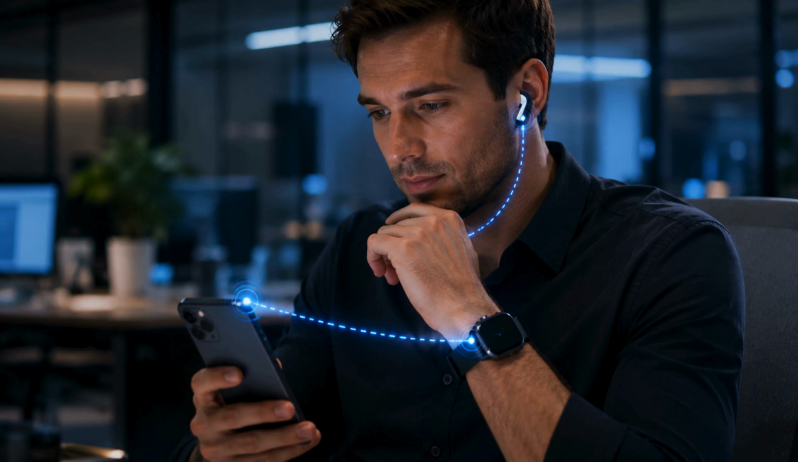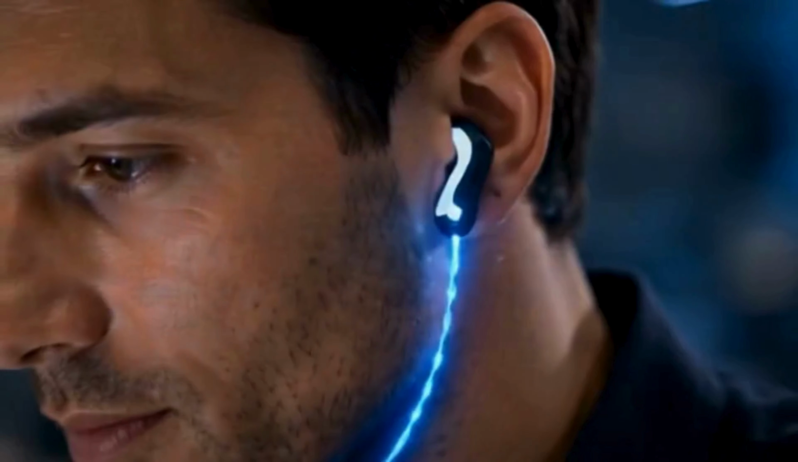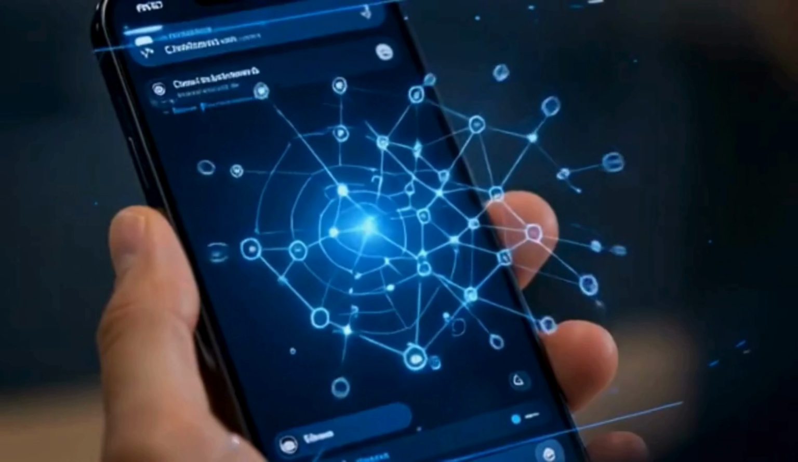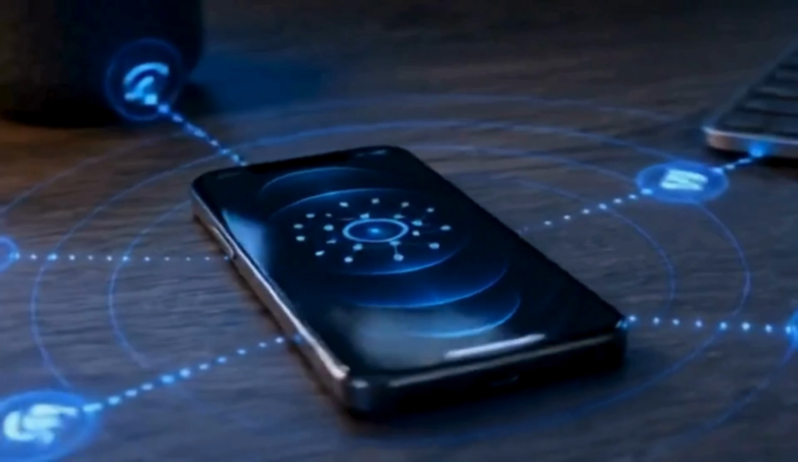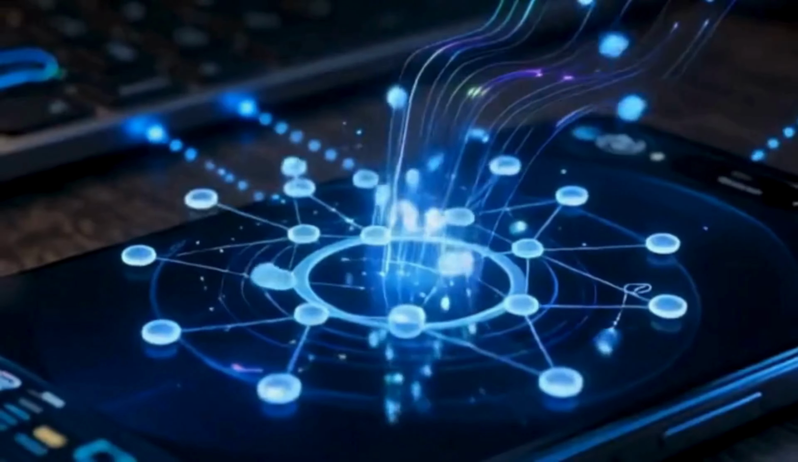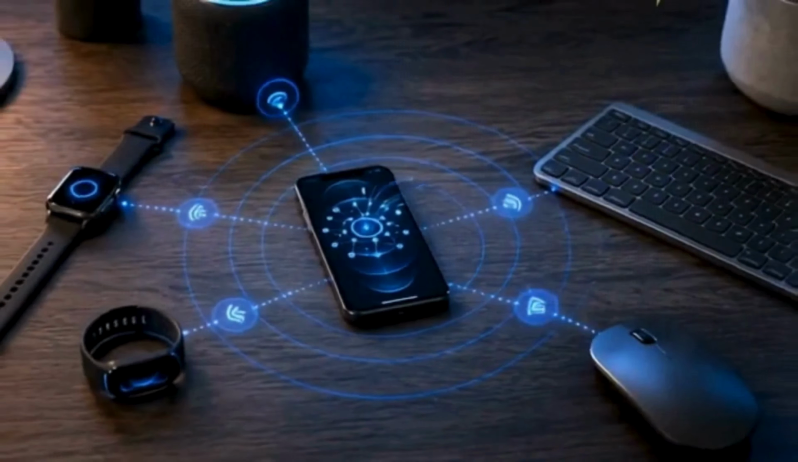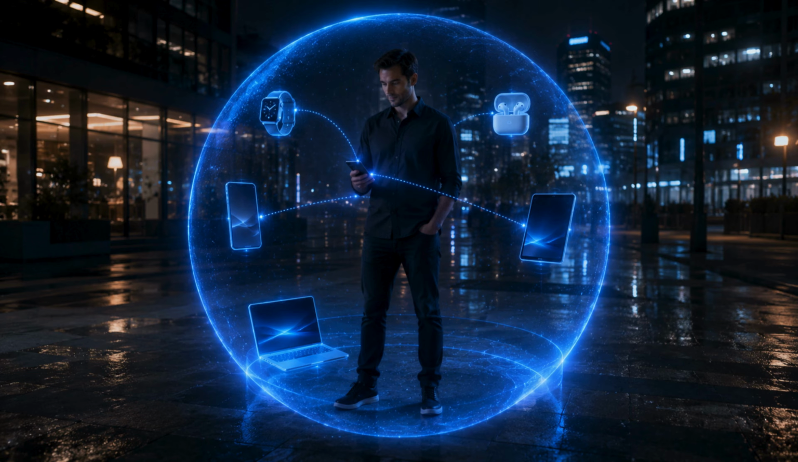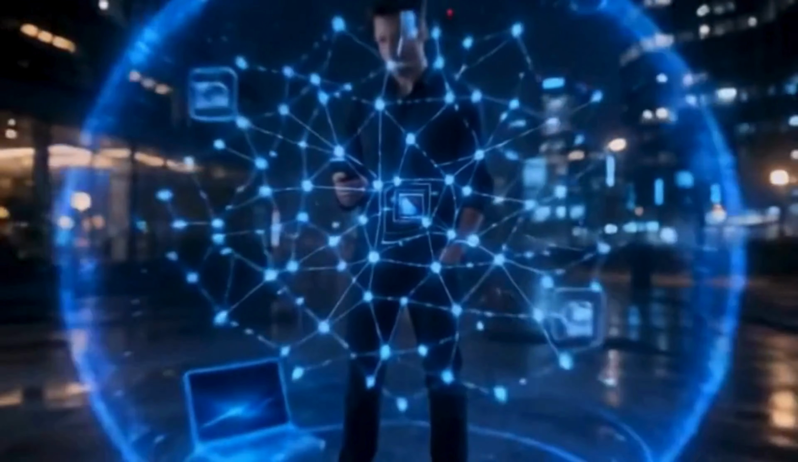A personal area network, or PAN, is the smallest type of computer network. It usually exists around a single person and covers only a few meters. Whenever your smartphone connects to your smartwatch, your wireless earbuds, a Bluetooth speaker, or a fitness tracker, you're using a personal area network. These networks commonly use Bluetooth, NFC, or USB. They're designed for convenience and short-range communication rather than long-distance connectivity.